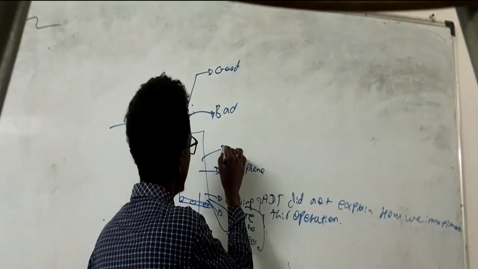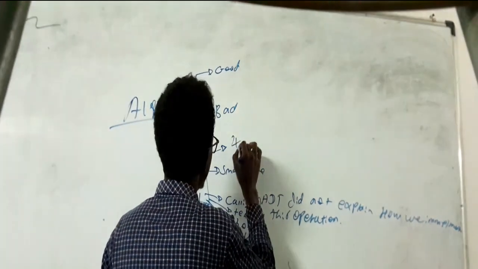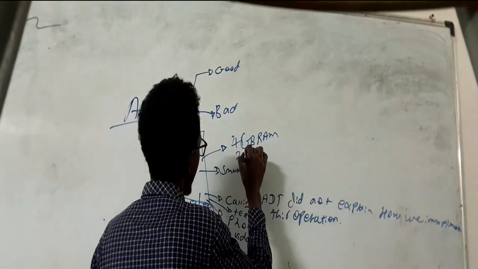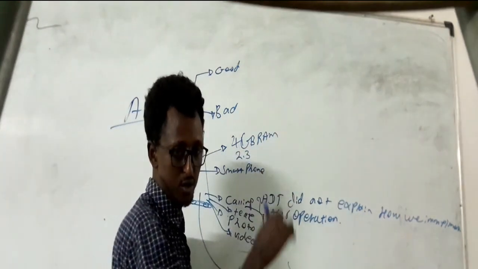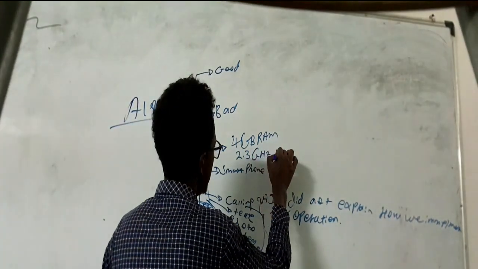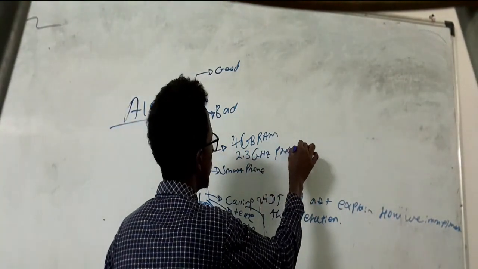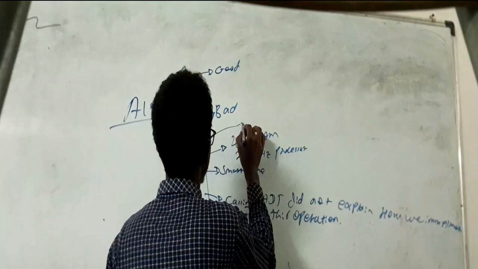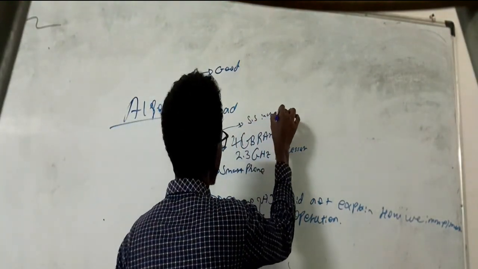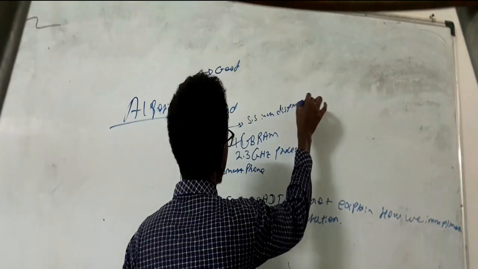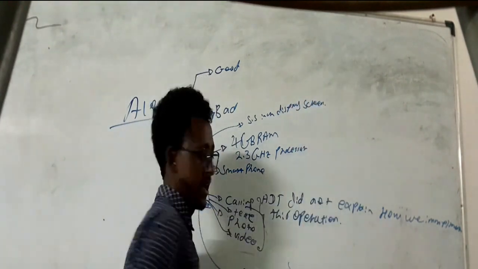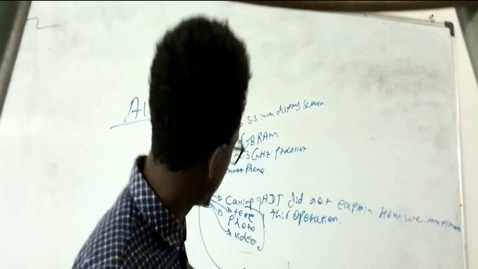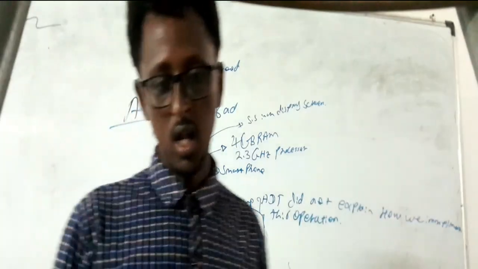For example, it requires to implement this one or to manipulate this one. The mobile phone requires 4 GB RAM, 2.3 gigahertz processor unit, and the like, 5.5 inch display screen. This is the abstract view, but the implementation detail looks like this one.